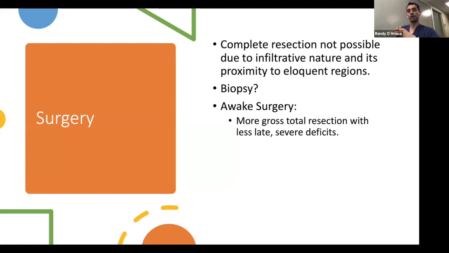All right. And it's been shown in large studies looking at awake surgeries that a better gross total resection is possible with fewer severe deficits.